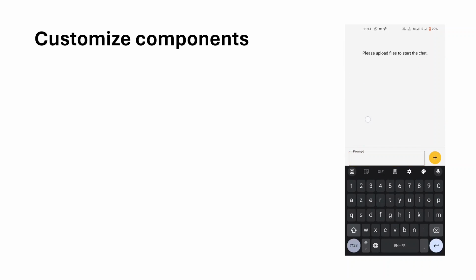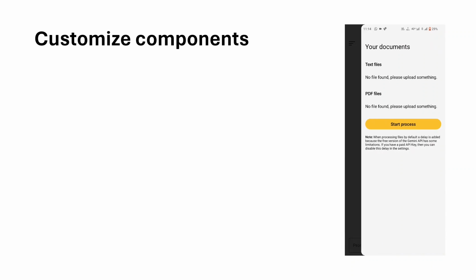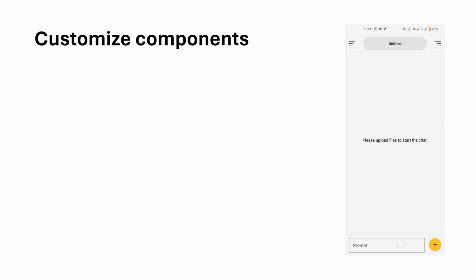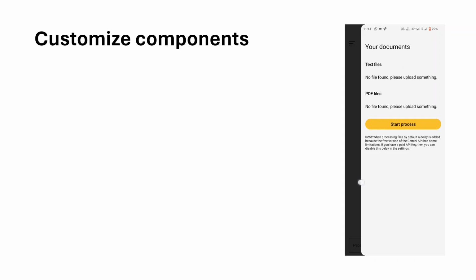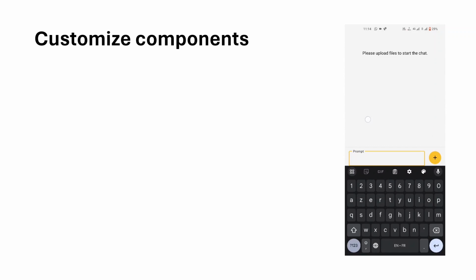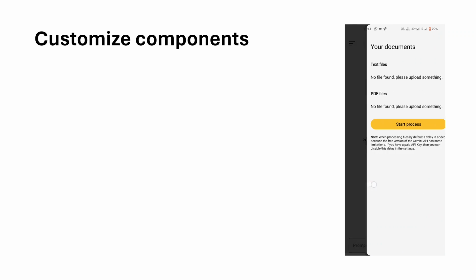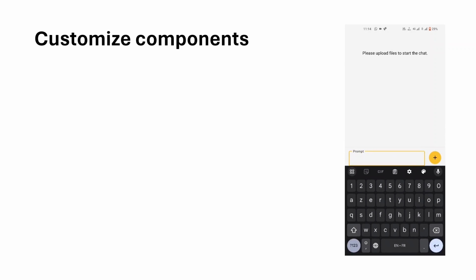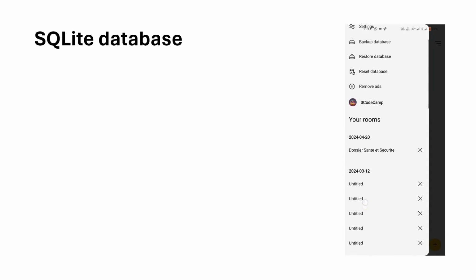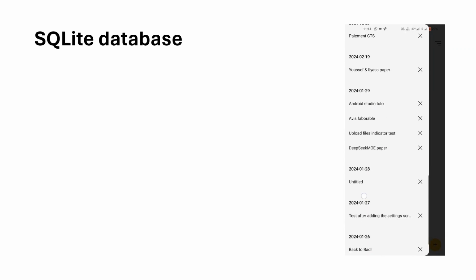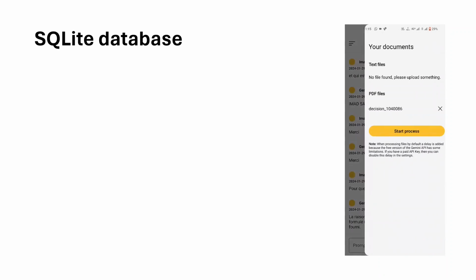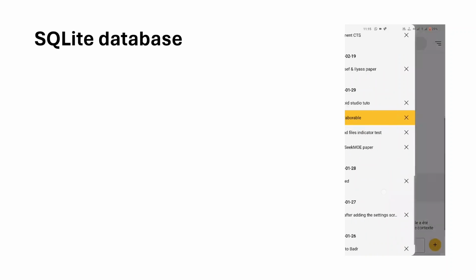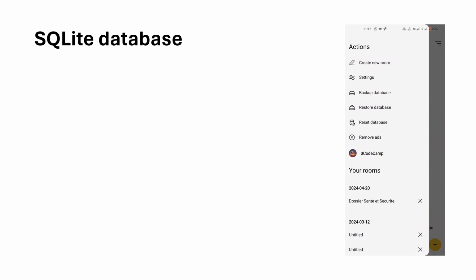After that, I will show you how to customize the material design components, because by default they have a default color. So for example, here I have chosen to change the color to this yellow, and you can change a lot of things. I will show you how to do that. Let's not forget that because we need to store the documents and the embeddings, I said that we are going to use a database, and I will show you how to integrate the SQLite database into your app.